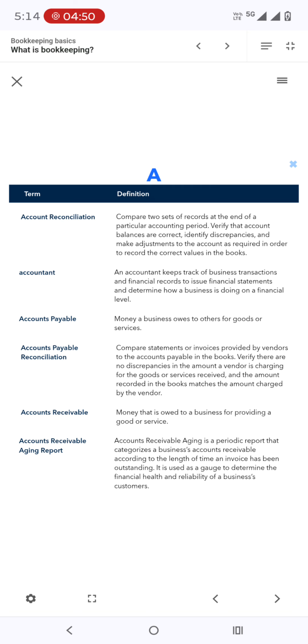That means the money that is owed to a business for providing goods or services, right? Next, this is very important: what is the accounts receivable aging report.